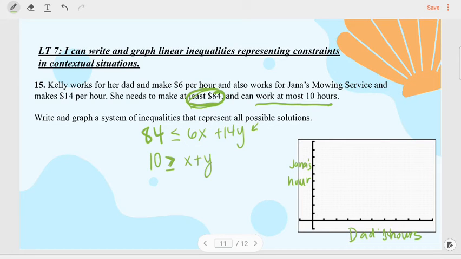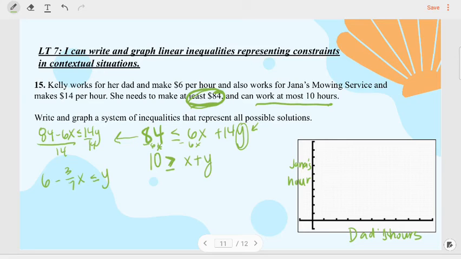Now in order to graph, I'm going to solve for Y. So on this first inequality, what does that turn into? Well, we're going to minus 6x from both sides, and I end up with 84 minus 6x is less than or equal to 14y. Divide everything on both sides by 14, and I am left with 6 minus, divide the top and the bottom by 2, 3 over 7x is less than or equal to y.